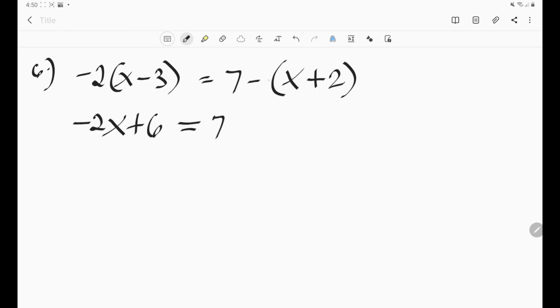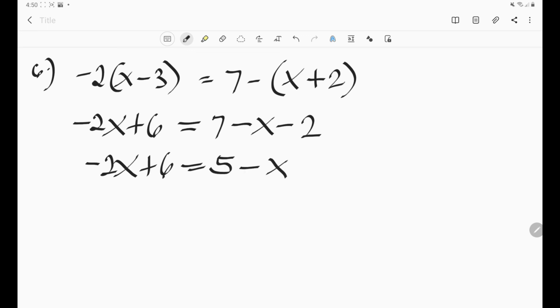The grouping symbol here is preceded by a negative sign. So when we remove the grouping symbol, we have to change also the sign of the included terms. So this is minus x, and then minus 2. After that, combine similar terms. We have now negative 2x plus 6 is equal to 7 minus 2 is 5. Okay, that's 5 minus x.